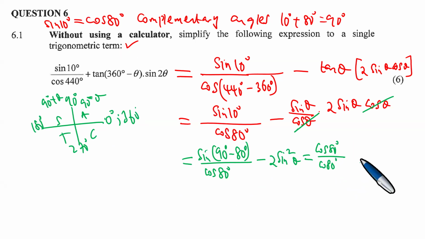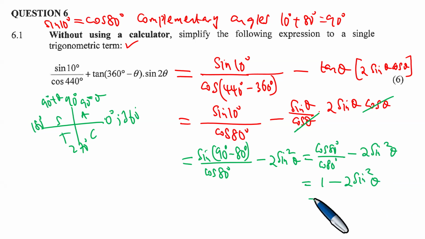Okay, it is 1, I agree with you there, but I'm just writing a little bit of elaboration. So this is minus 2 sine squared theta, and cosine 80 degrees divided by cosine 80 degrees is 1, so we have 1 minus 2 sine squared theta. What is 1 minus 2 sine squared theta?